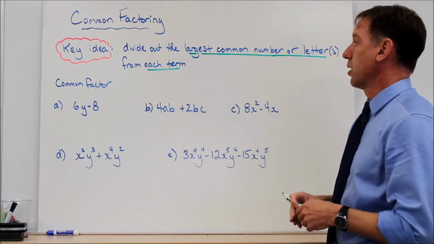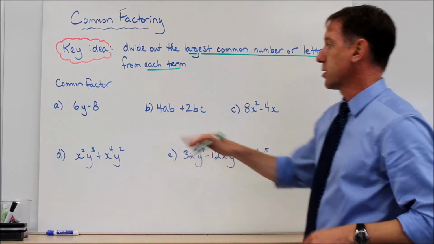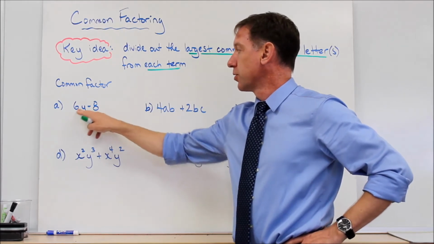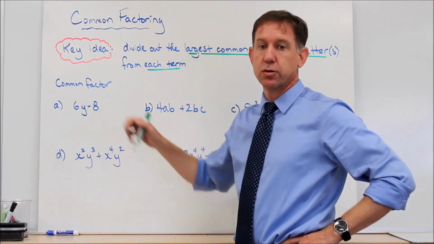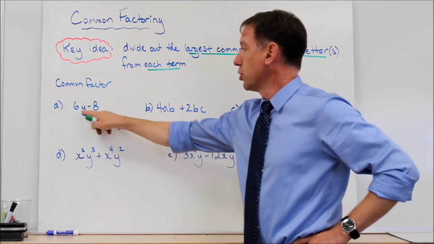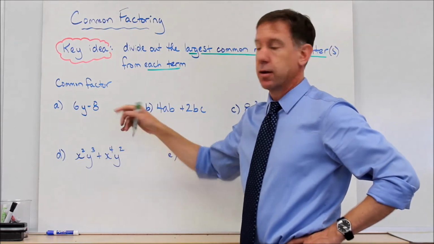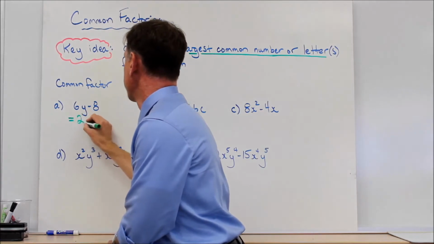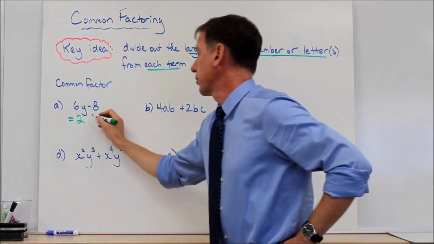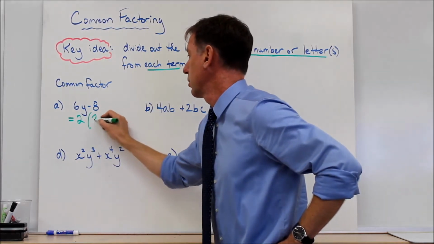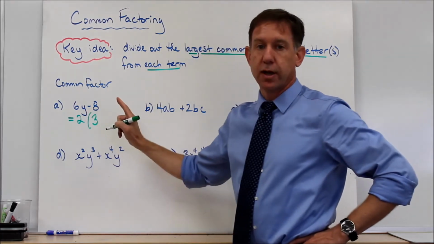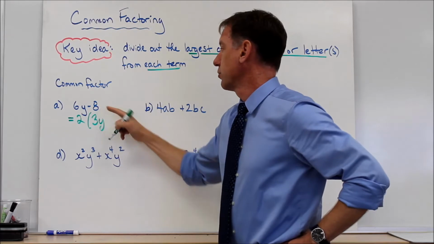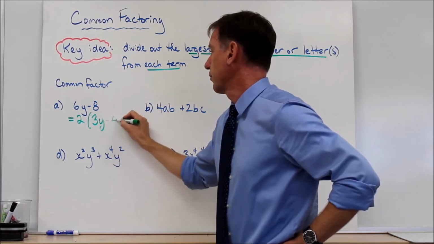Common factoring, the first one, we've got 6y minus 8. You'll see that we've got some common numbers that we can divide out. They're both even numbers here, so we'll divide out a 2, but no common letters. So let's start. If I divide out 2 from the first term, I'm left with 3. And no y to divide out there, no letters, so that's just going to remain exactly the same. And divide out 2 from the second term, and I'm left with a 4.